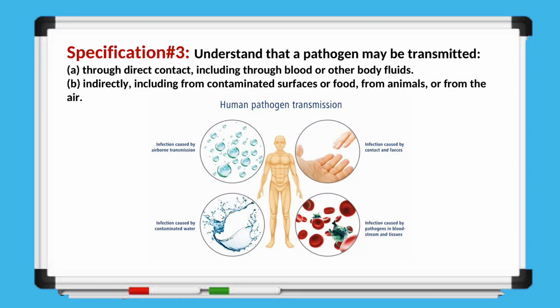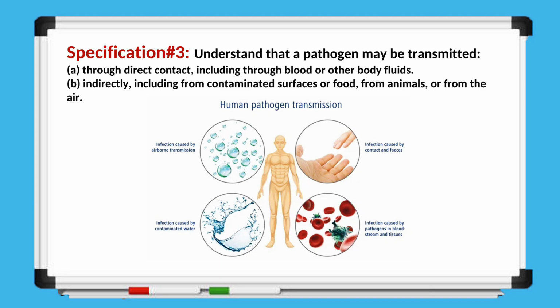Then we move on to the next part. Specification number 3 states that understand that a pathogen may be transmitted, first, through direct contact, including contact with blood or other body fluids, and second, indirectly, including transmission from contaminated surfaces or food, from animals, or through the air.